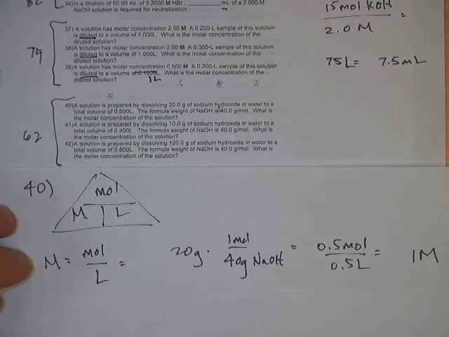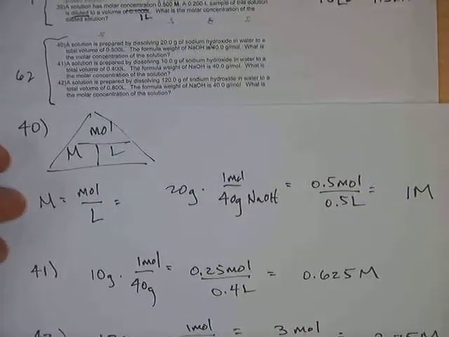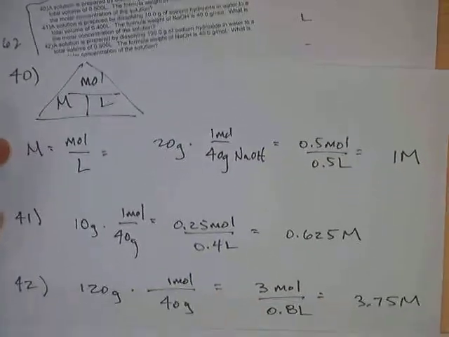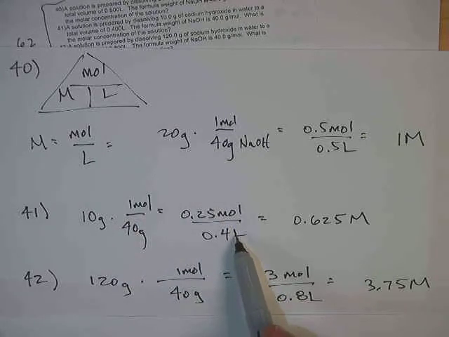Take your 20 grams, divide it by the molar mass added up on the periodic table. If you add Na and an O and an H on the periodic table, you get 40, so you get 0.5 moles. And it says it's going to be a half liter of solution, or 0.5 liters of solution. So divided by 0.5, you end up with a 1 molar solution.